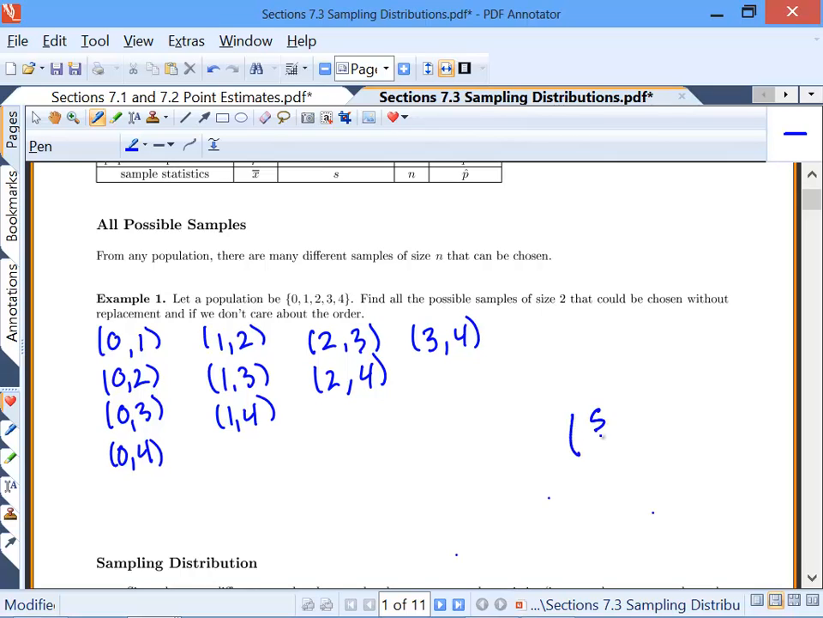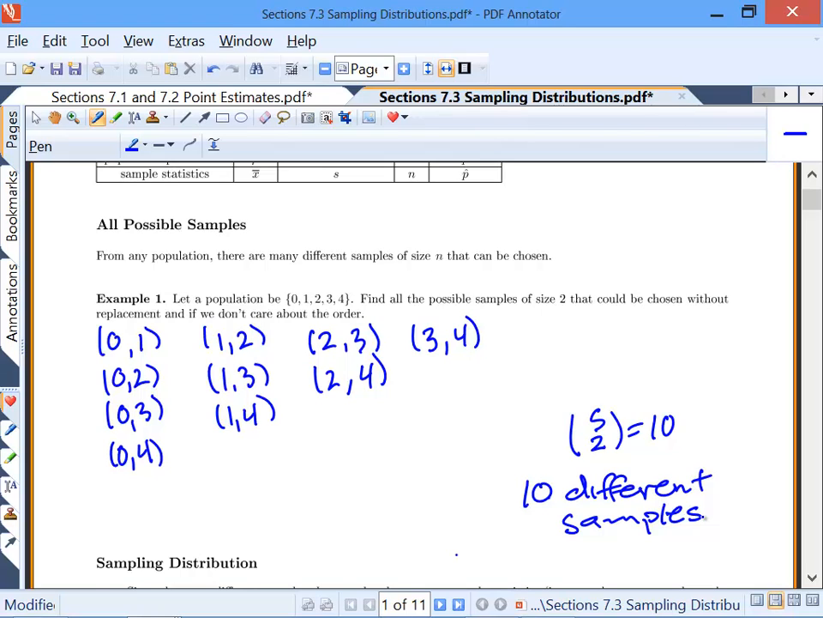We have 5. We want to choose 2. Do the combination. That gives me 10. So there should be 10 different samples. And I believe I found 10 of them, so I can double check and make sure I found them all.